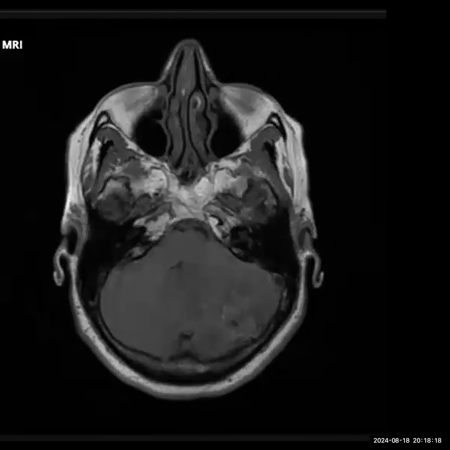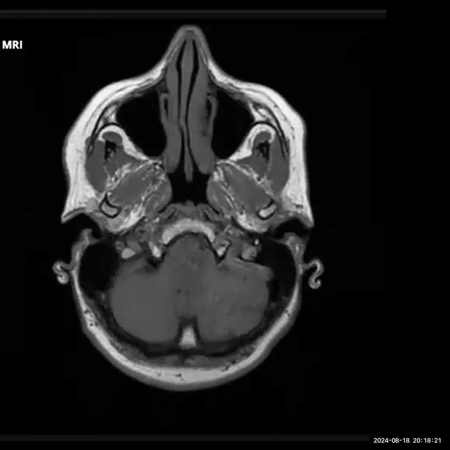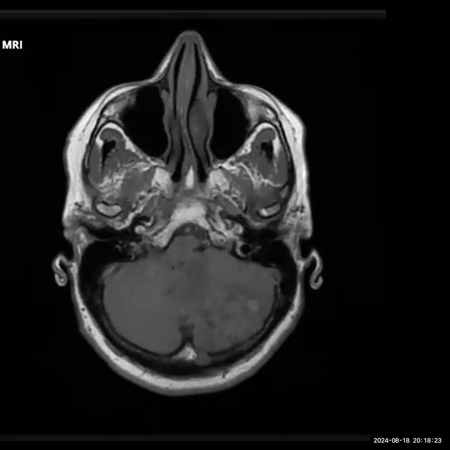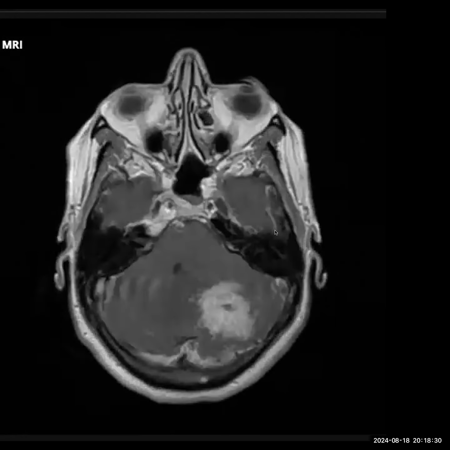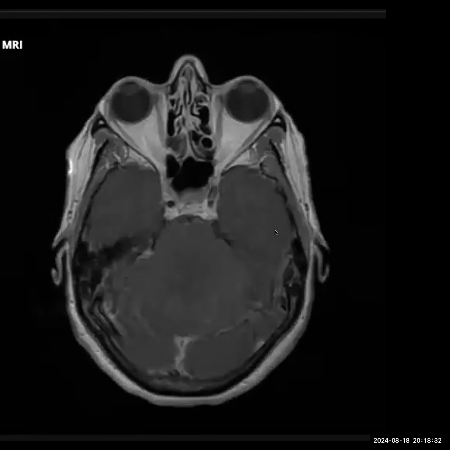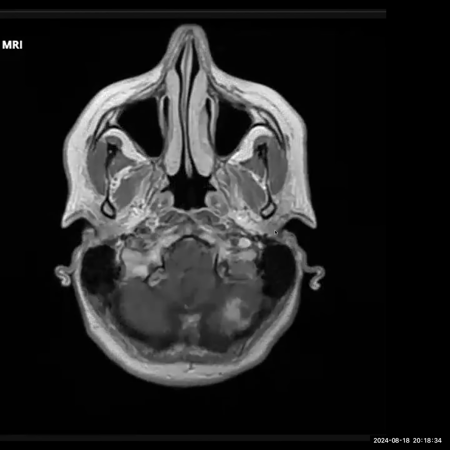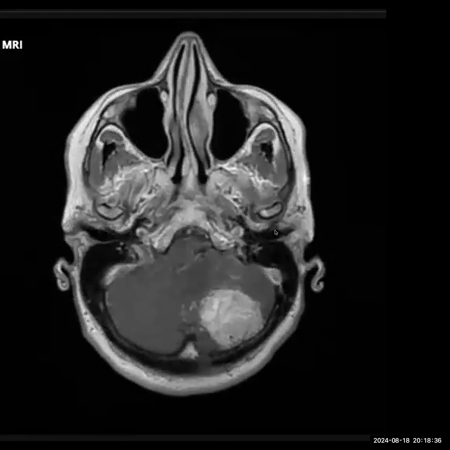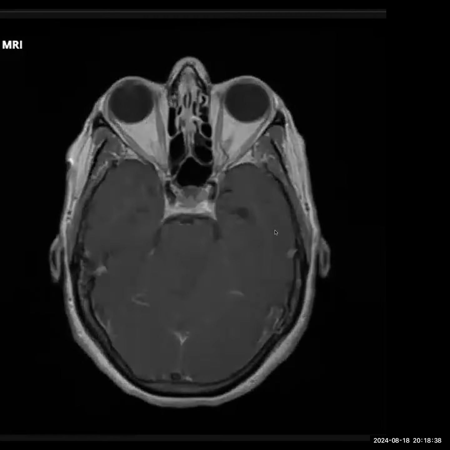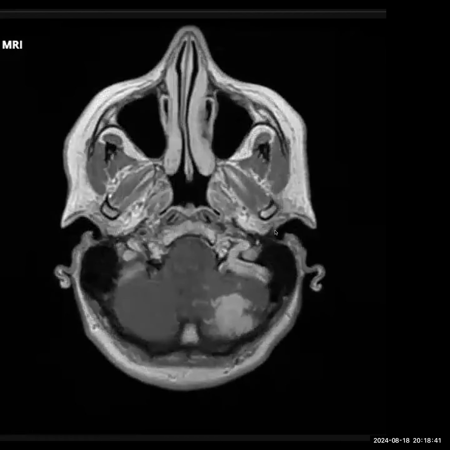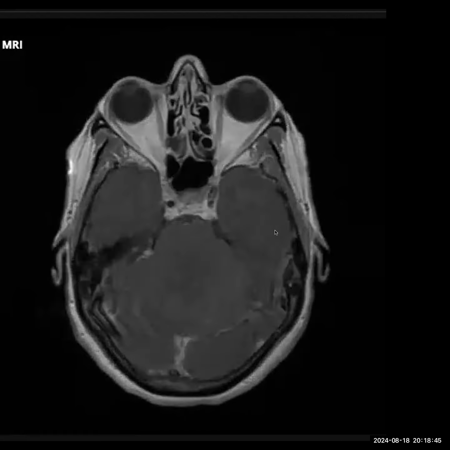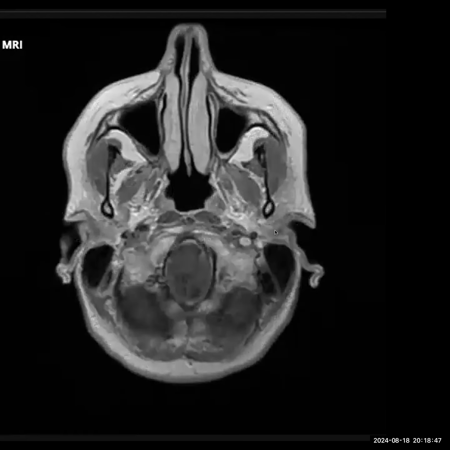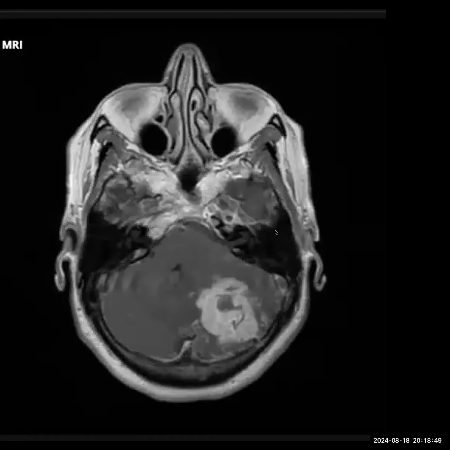Which sequence do you want to see? Can I see post-contrast T1 images? Sure. Here you go. So on post-contrast images, this lesion seems to be enhancing. There are some non-enhancing regions within the center. So in the cerebellum, an enhancing lesion, if this is an elderly patient, I would be concerned if this is a metastatic deposit.